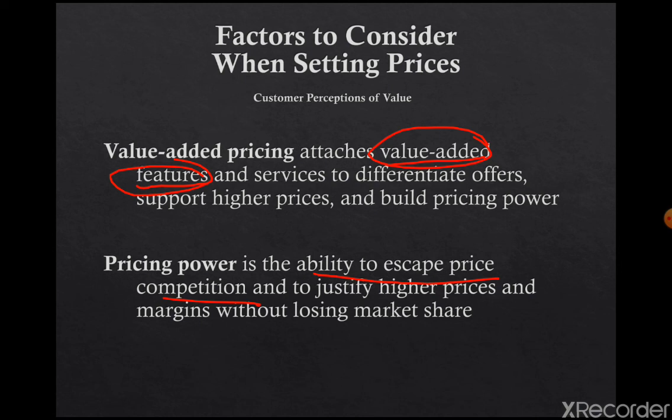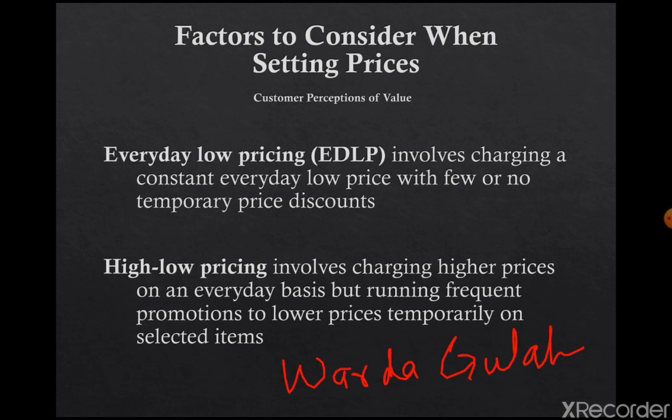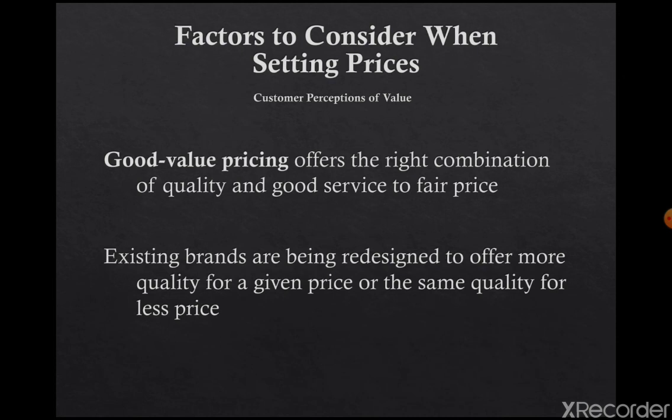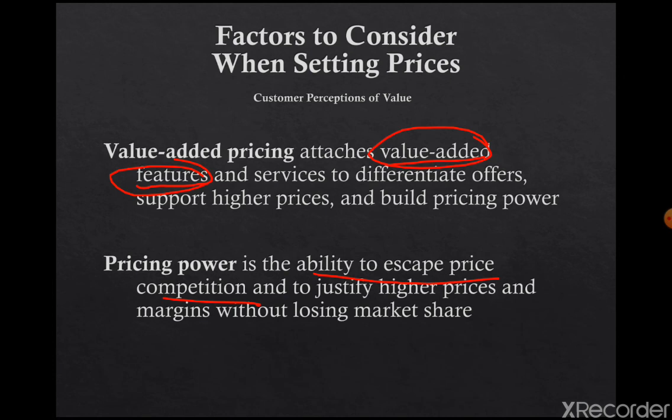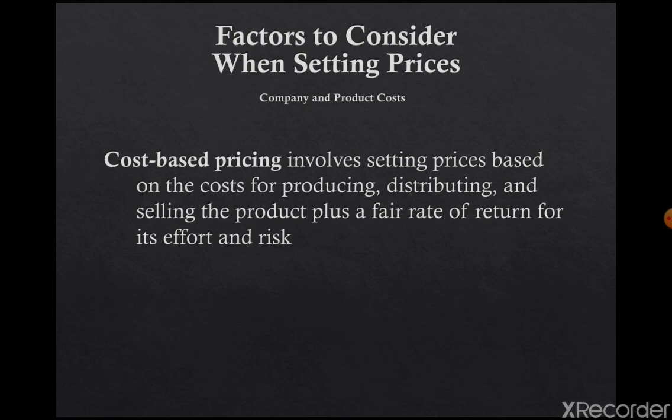Okay, so I hope this is pretty understandable. Let me repeat it again: pricing is basically either cost-based pricing or value-based pricing. The cost-based pricing we are going to study in the next lecture, which is part 2 of the lecture. And value-based pricing has 4 different types. One is good value pricing. The second one is everyday low pricing. Then there is high low pricing, and then there is value added pricing, right? So these are the four different types of value based pricing.